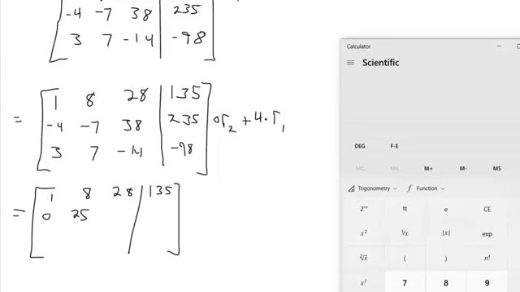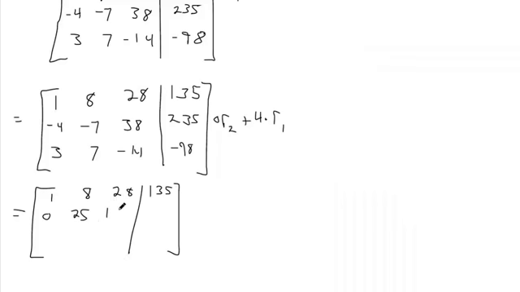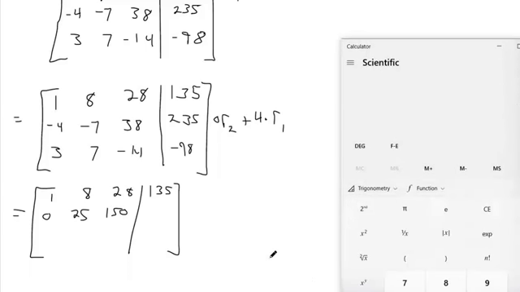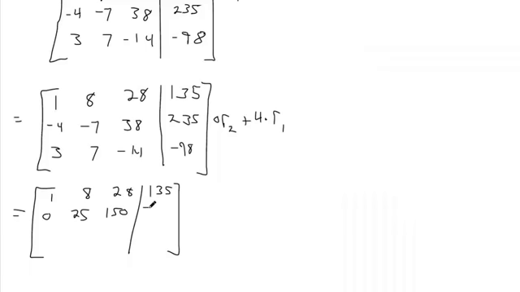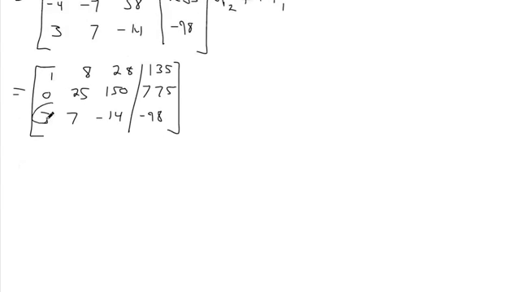Okay, so 28 times 4 is 112. 112 plus 38 is 150. And then we're doing 4 times row 1, so 4 times 135 plus 235 makes 775. And then you only change one row at a time, so this stays the same. And again, my goal is to make zeros elsewhere in this column, so I'm going to take row 3, I'm going to add negative 3 times row 1.